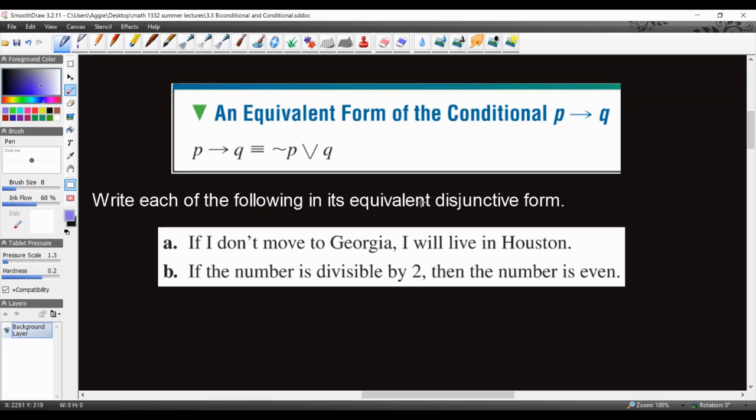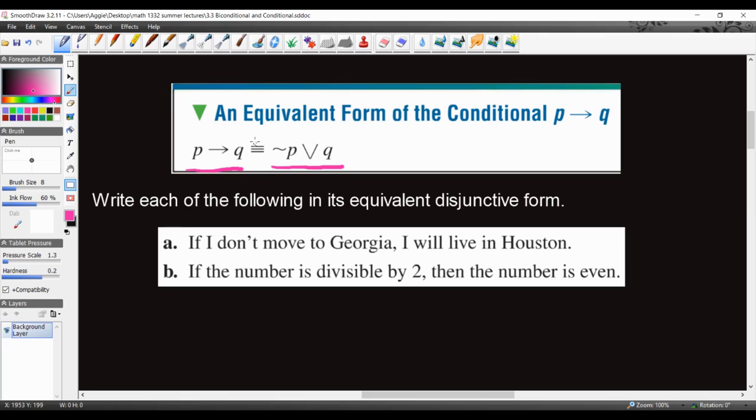So we have an equivalent form of this if P then Q, okay? And that's going to look like this one right here. So in other words, this is equivalent to this. We're not going to prove it. You could do the table and prove it, but we're not going to do that right now. But pretty much, if P then Q is equivalent to not P or Q.